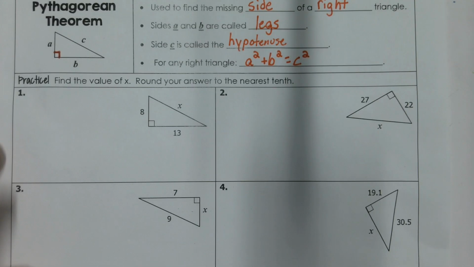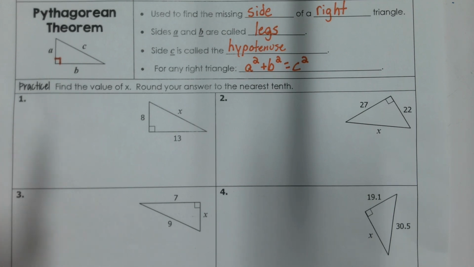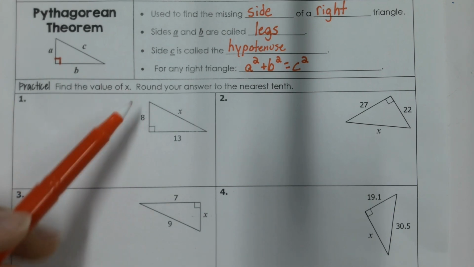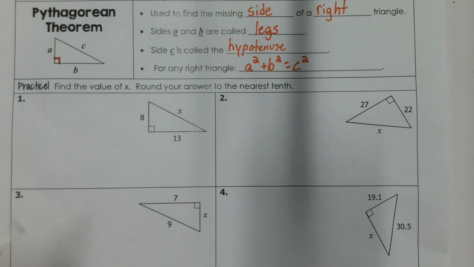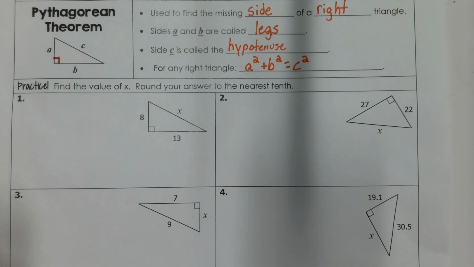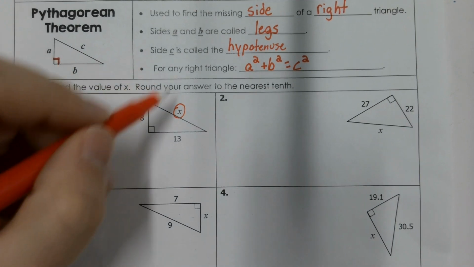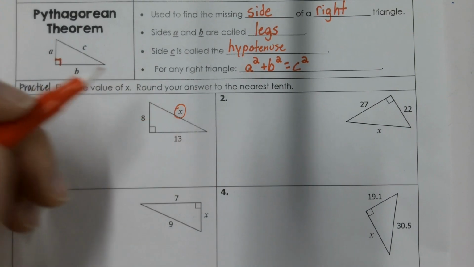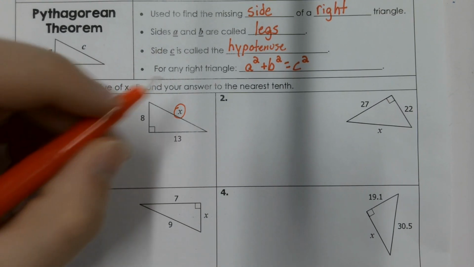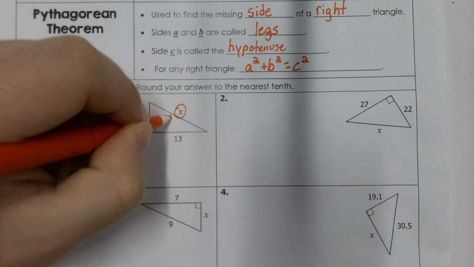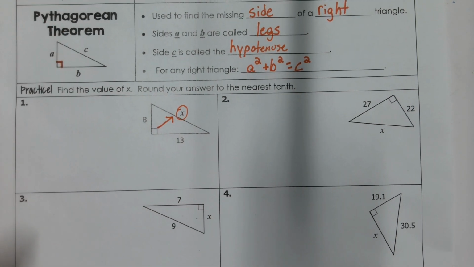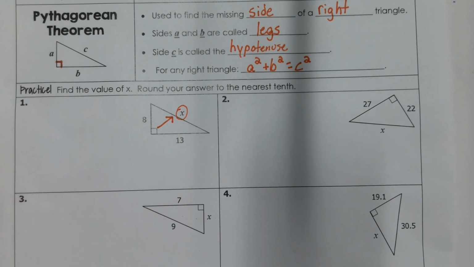So we look at number one. We have a leg here that's 8 and a leg that's 13. So the first thing you should always do is identify what you are trying to find. So here I'm trying to find x. X here would be my hypotenuse or my C. And the way I can tell that is directly opposite of my right angle is my hypotenuse. And again, hypotenuse is just the longest side of the triangle.